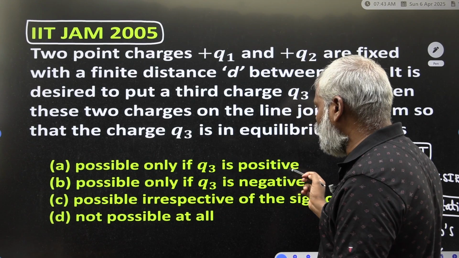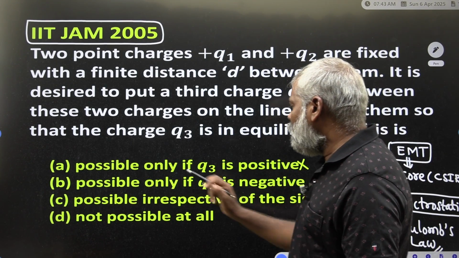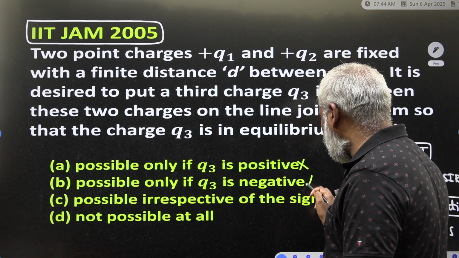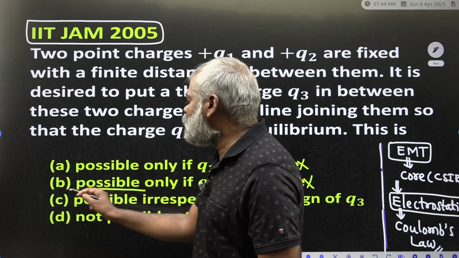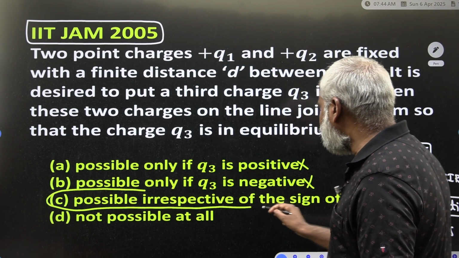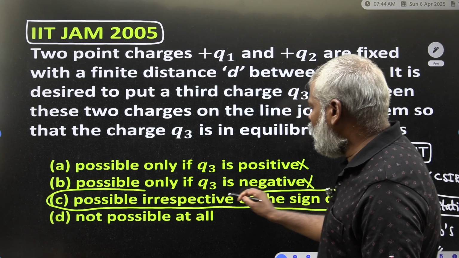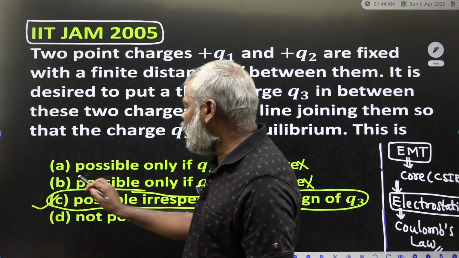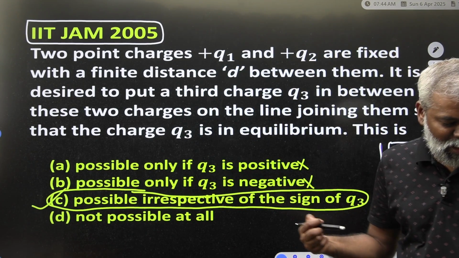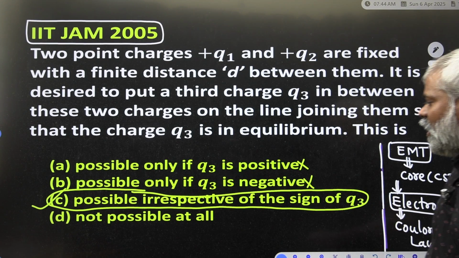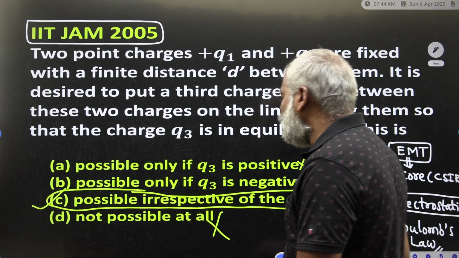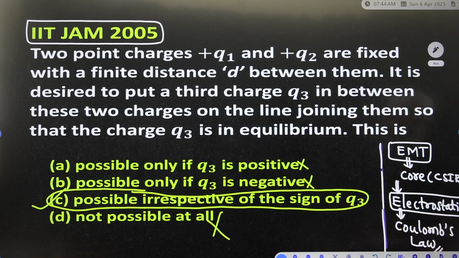Possible only if Q3 is positive, not correct. Possible only if Q3 is negative, not correct. So possible irrespective of the sign. Answer C is correct. Which answer is correct? Answer C is correct. Not possible at all, so this D is not correct.